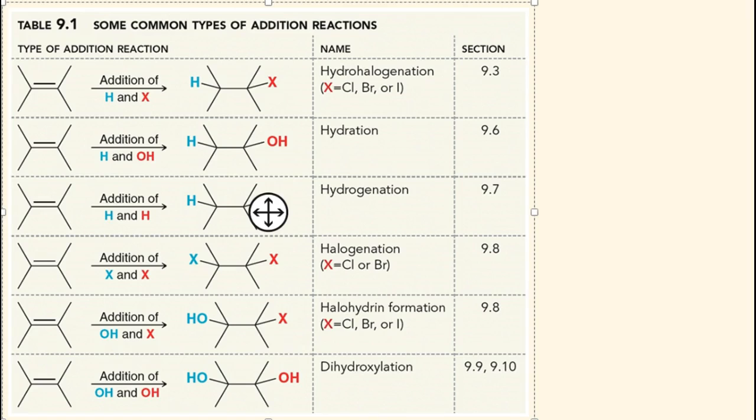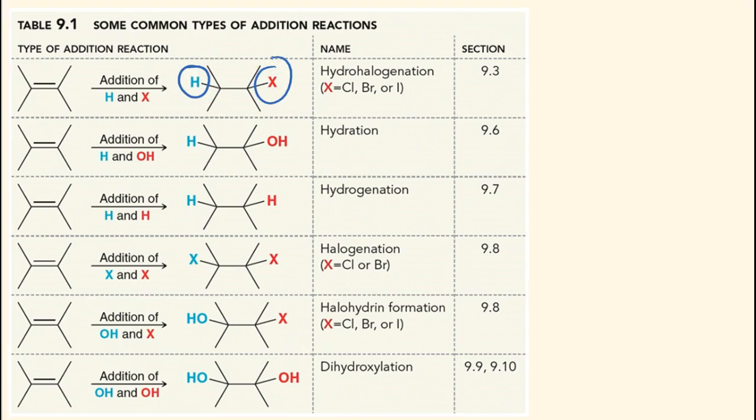So here's a table from chapter 9 in your textbook. It's table 9.1, and it shows some common types of addition reactions. In the first, we've got a halo acid, HX, where X is chlorine, bromine, or iodine. So you can use this with HCl or HBr or HI, and you add it across a double bond, and one of the formerly sp2 hybridized carbons gets the hydrogen, and on the other side, you get the halogen. So we've gone from an alkene to a haloalkane.